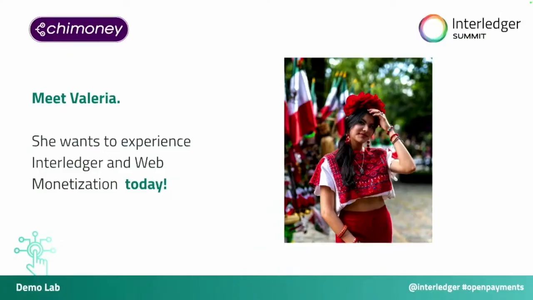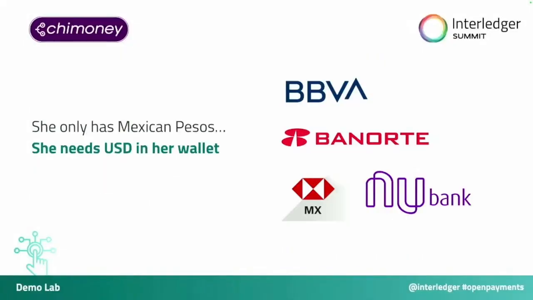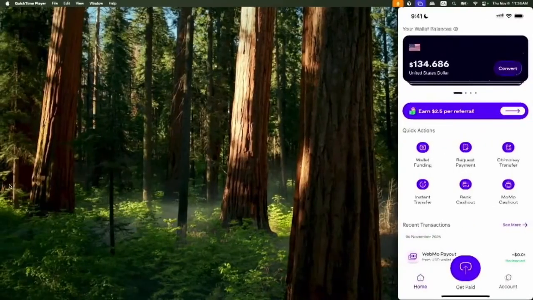A story of someone called Valeria. She has a ledger and web monetization today. She's Mexican, so she only has Mexican pesos in her bank account. But in order to use what we want to do, she needs USD in her wallet. So how can Valeria get this USD, bearing in mind that she's a Mexican living in Mexico?